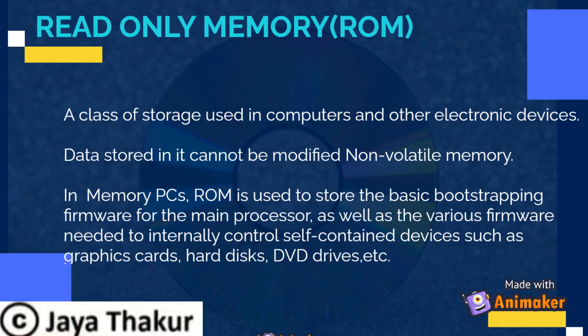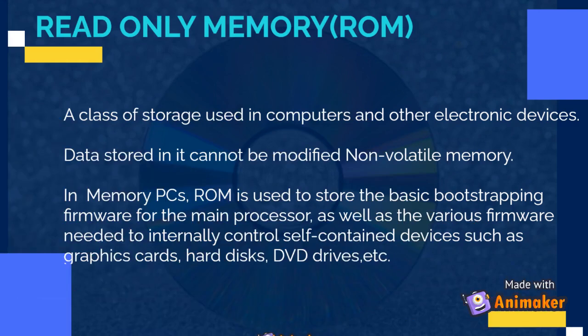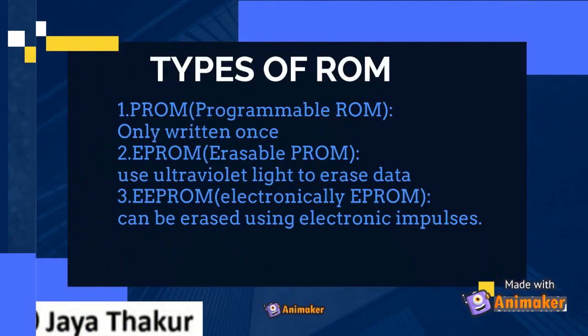Second type of main memory is read-only memory. It is a class of storage used in computers and other electronic devices. Data stored cannot be modified and it is non-volatile or permanent memory. In PCs, ROM is used to store the basic bootstrapping firmware for the main processor, as well as the various firmware needed to internally control self-contained devices such as graphics cards, hard disks, DVD drives, etc., or an independent storage device.